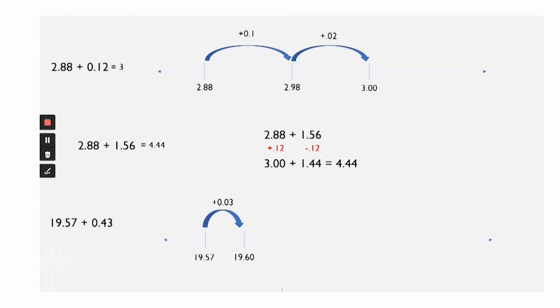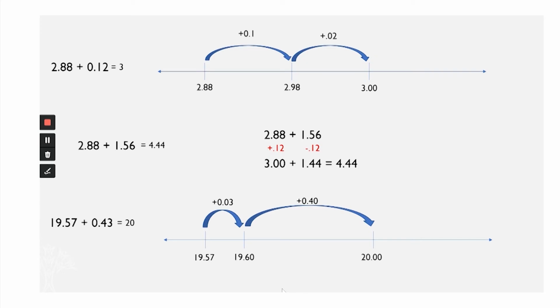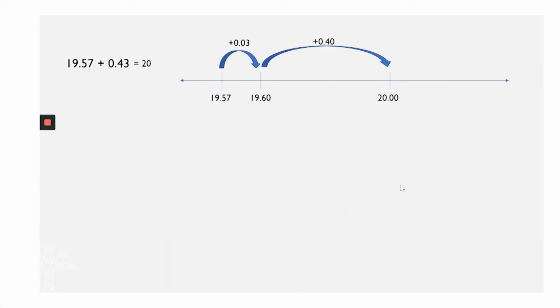And then how much more do I still need to add? 40 hundredths? Right. So 19 and 60 hundredths plus 40 hundredths, that's 20. So 19 and 57 hundredths plus 43 hundredths is 20. All right, there's the last one that we solved, and we have one more to go. I want to see if you can use what we just did to help you solve this problem. Go ahead and try it out.